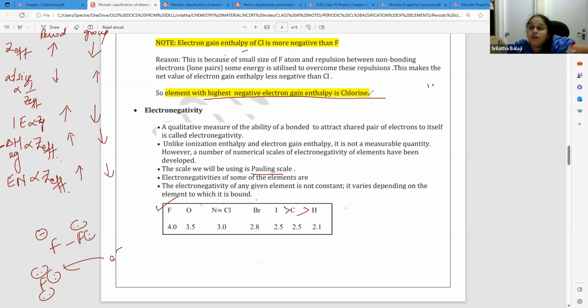Electron gain enthalpy of chlorine is more negative than fluorine. So chlorine has the more negative electron gain enthalpy, whereas as far as electronegativity is concerned, fluorine is more electronegative. Why? Because of small size and because of Z effective, all these factors come in.